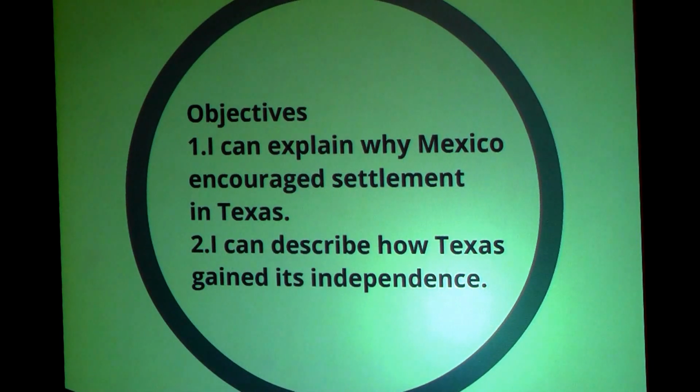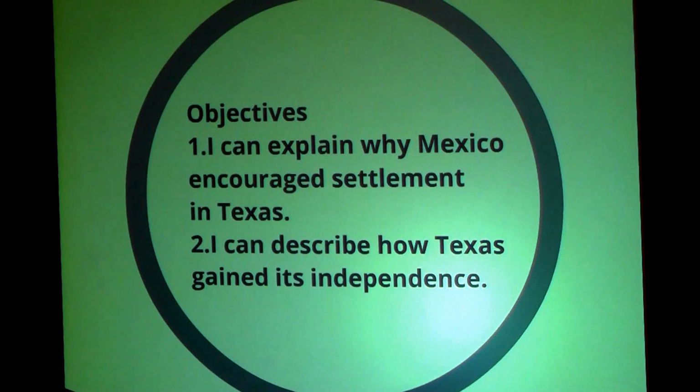Now, what about Objective 2? I can describe how Texas gained its independence. One of the most famous battles in Texas independence is the Alamo. And what happened at the Alamo? Well, the backstory here is that tension soon erupted between Texas's Anglo population and Mexico.